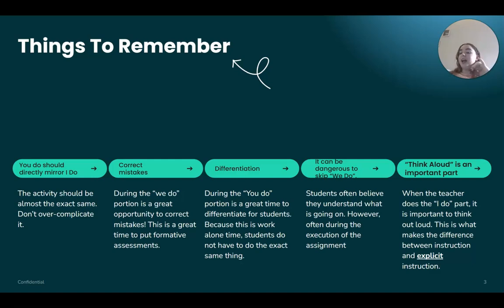The last one is think aloud is an important part. When the teacher does the I do part, it is important to think aloud. This is what makes the difference between instruction and explicit instruction. So if you're just telling them what to do something, that's instruction. But to be explicit or specific, you have to do the think aloud. You have to tell them how to think and how you're getting from point A to point B.